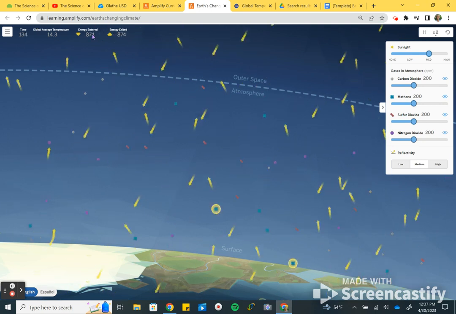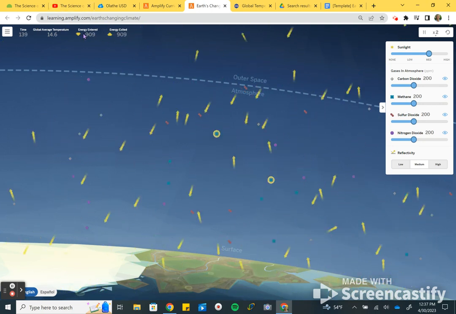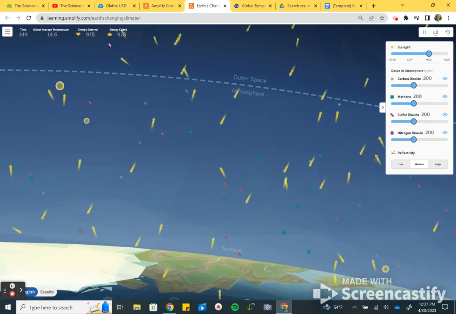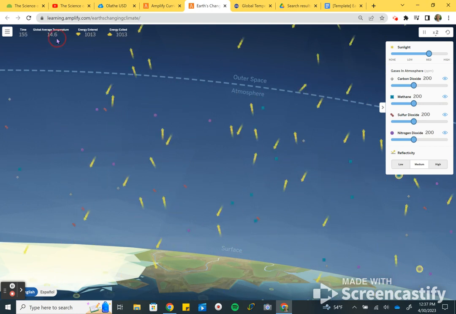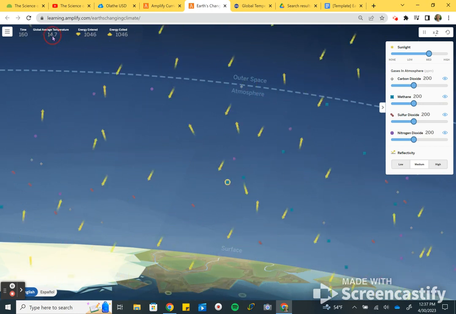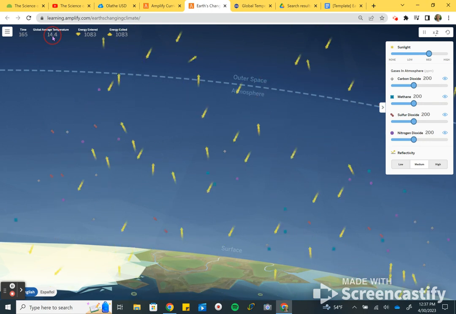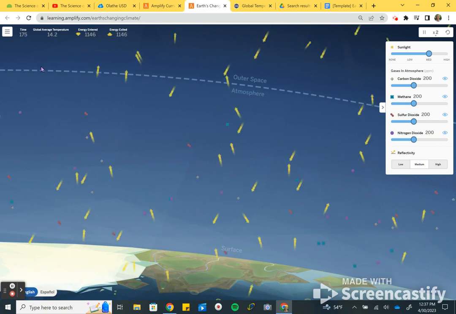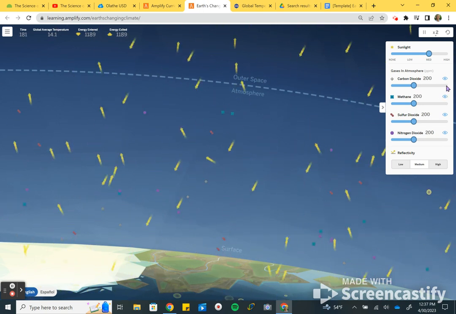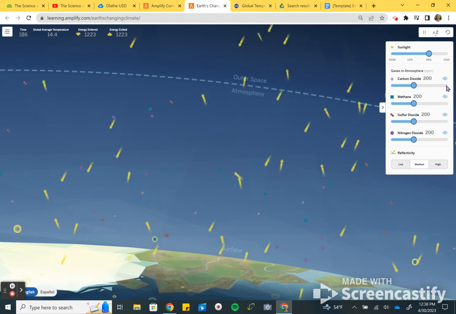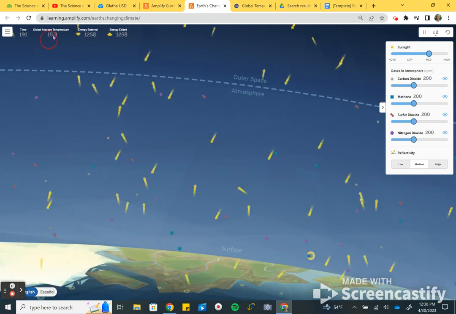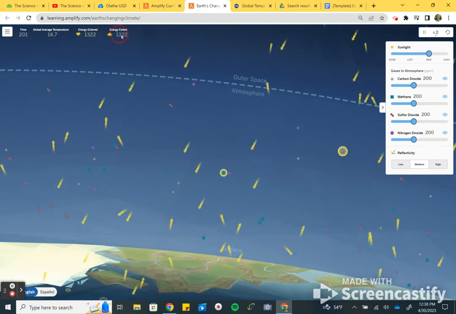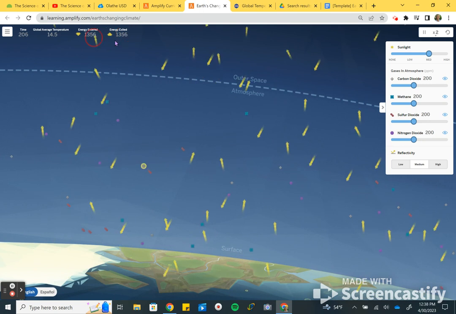Another thing to notice is that the amount of energy entering the atmosphere and exiting the atmosphere are very similar, if not the same. And the global average temperature is staying at 14.4 to 14.7 degrees. What we're going to try and do is increase each gas one at a time to see what effect that has on the global average temperature. Also be sure to notice how the energy entering versus the energy exiting the Earth system compares.